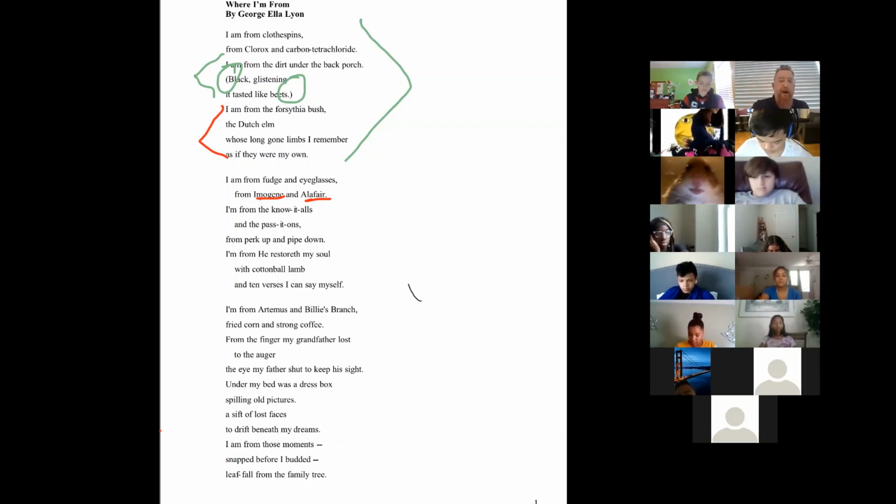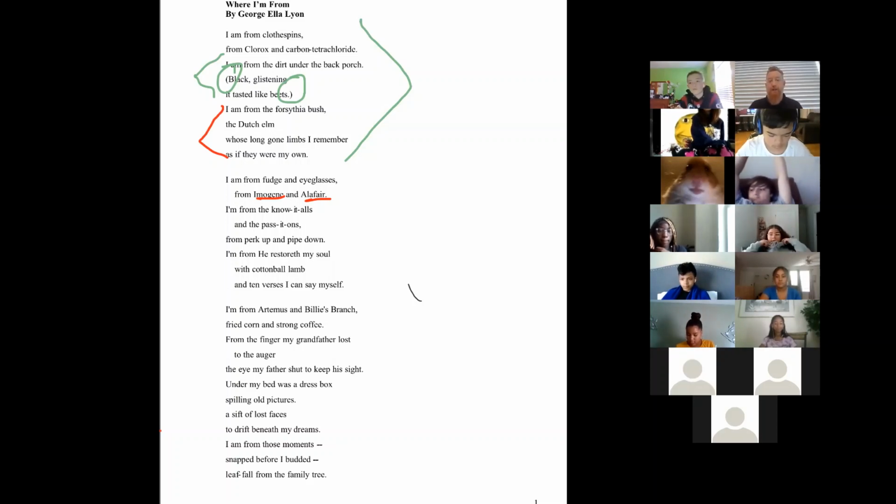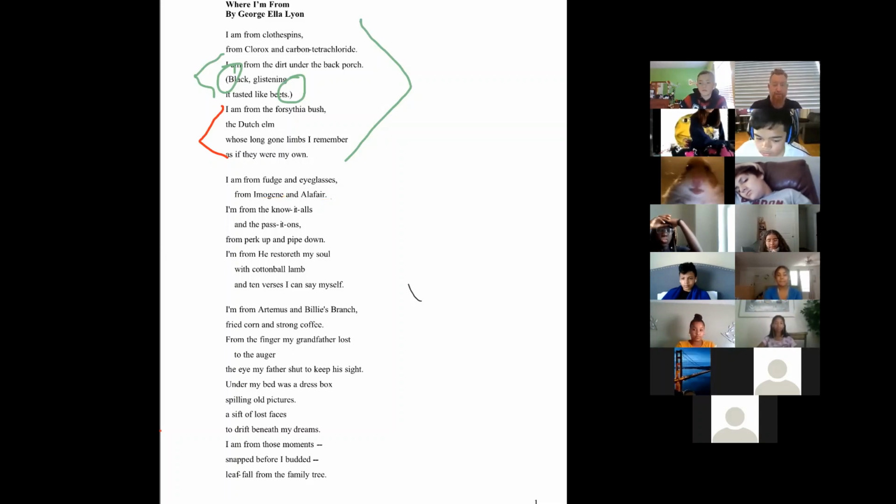I think the idea of stores makes sense, especially because on this previous line, she's talking about fudge and eyeglasses. And so maybe Imogene was the person who made fudge and Alifair was the person who sold eyeglasses. Those things all work as well. Maybe some of this is just that she's decided to put these particular sounds together. That might work just as well. But it depends on what your goal is. So if you're trying to communicate a particular message, do think about that.